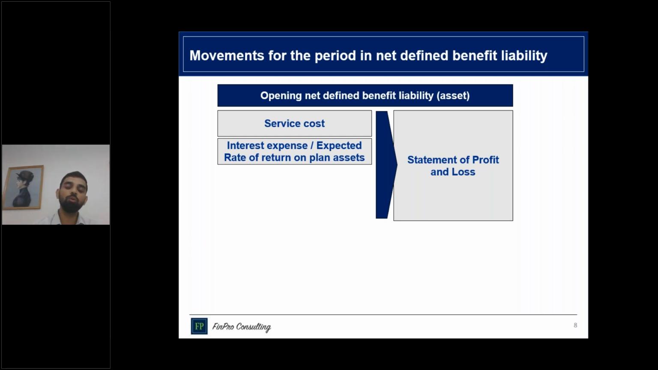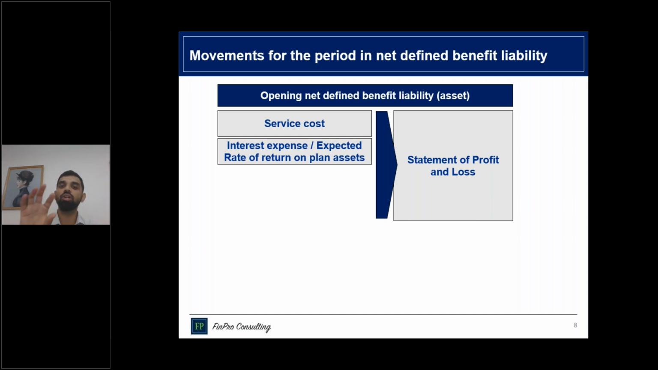The second component is interest expense, net of expected rate of return on plan assets in case the company has a funded plan. If it is an unfunded plan, then we do not have any assets as such. So what is interest expense? Interest expense is nothing but the unwinding of my liability relating to the defined benefit plan.